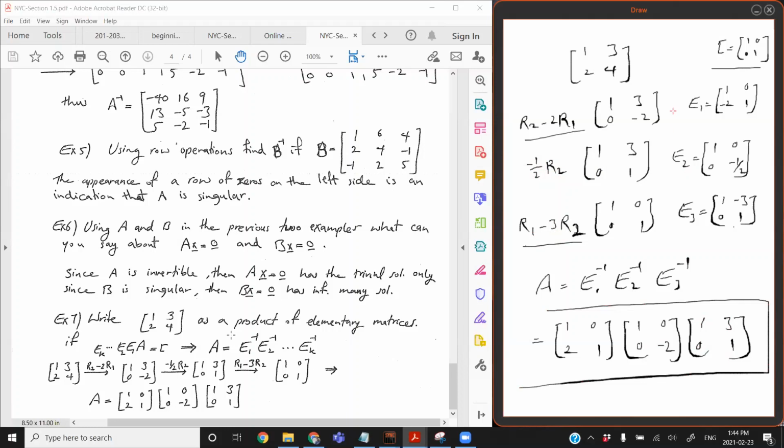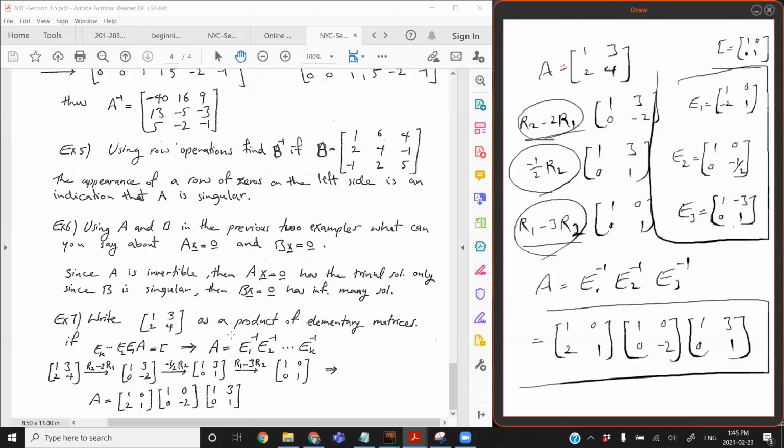Notice that I actually did not need E1, E2, and E3. I would only need to keep track of the row operations. Because if I keep track of the row operations that I perform to reduce A to I, then from these row operations, I can get E1 inverse times E2 inverse times E3 inverse. I just need to think about the canceling row operations and perform them on I. Is that clear? Any questions?